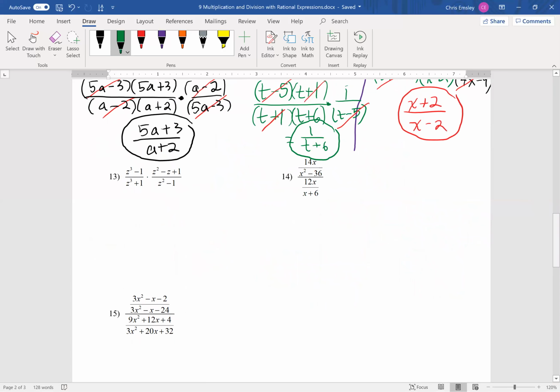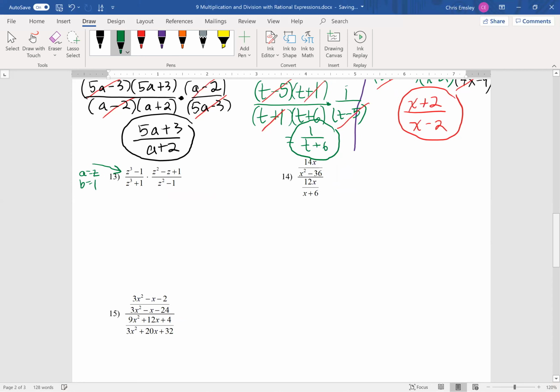Okay, a couple more. This next one, number 13, we need to do some factoring. And how about this? Anybody remember what kind of factoring happens for that? Z cubed minus 1. Well, that's a formula we don't see quite as often. That is the difference of two cubes, okay? So in this case, we have a cubed minus b cubed, and we have a formula for that. So in this case, a would be z, and b would be 1.